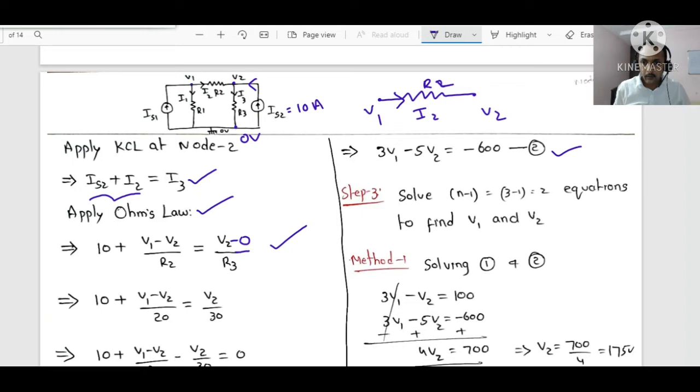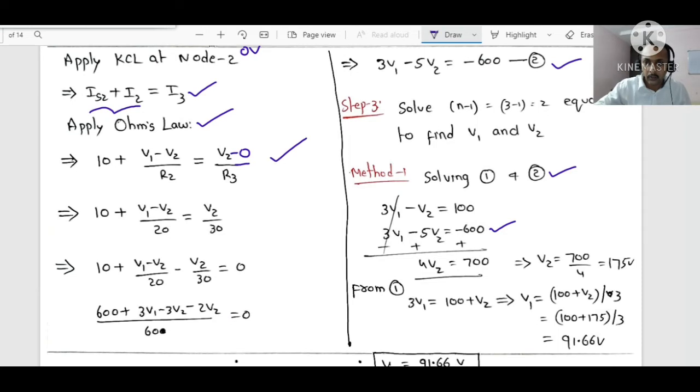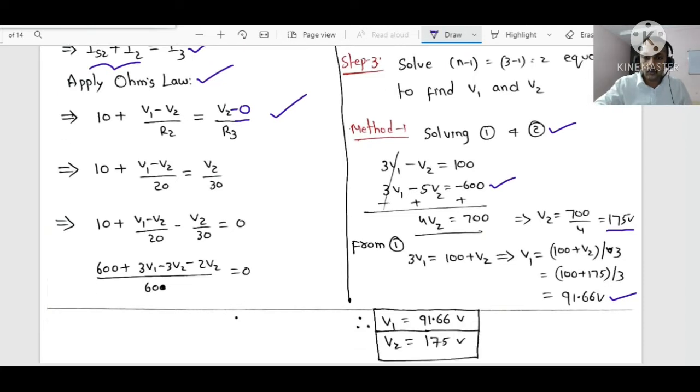On solving equations 1 and 2, 3V1 minus V2 equal to 100 and 3V1 minus 5V2 equal to minus 600, let me solve these two, dear students. You will get V2 as 175 volts. Since 3V1 equals 100 plus V2, we will get V1 as 91.66 volts, and V2 as 175 volts. This is how we can solve the problem.